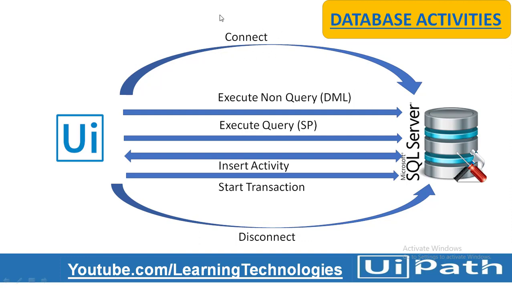And once the connection is opened by using the connect activity, at the end of all transactions, or at the end of whatever work you are going to do, you have to disconnect between UiPath and SQL Server. That is, one is connect, another one is disconnect. I'm going to use the disconnect activity because we don't want to stay connected continuously with the database. In between you can do whatever transactions or activity is required.